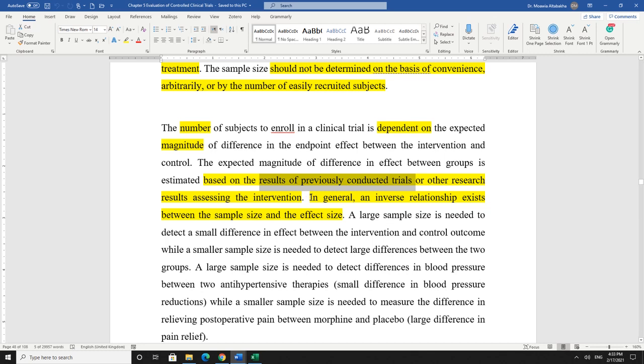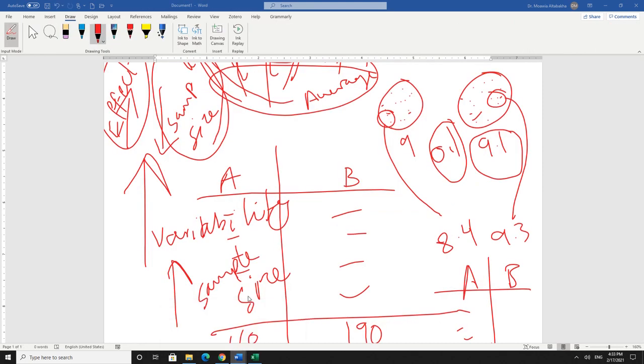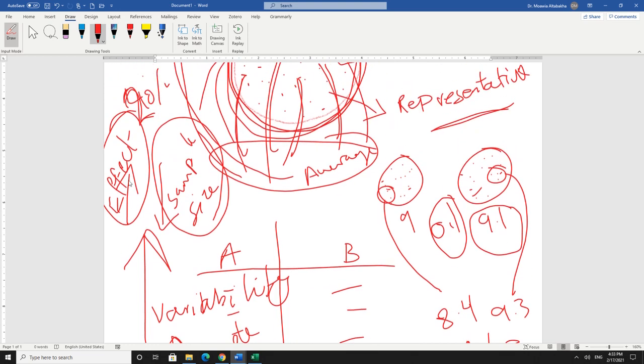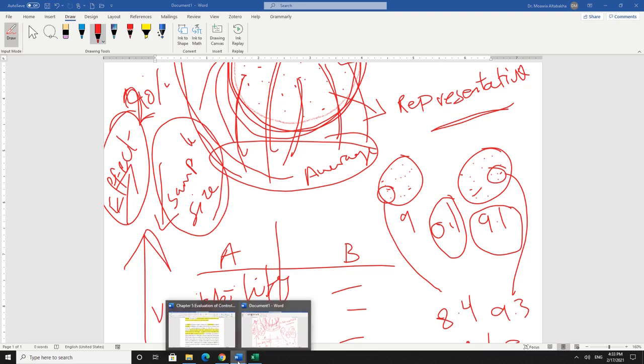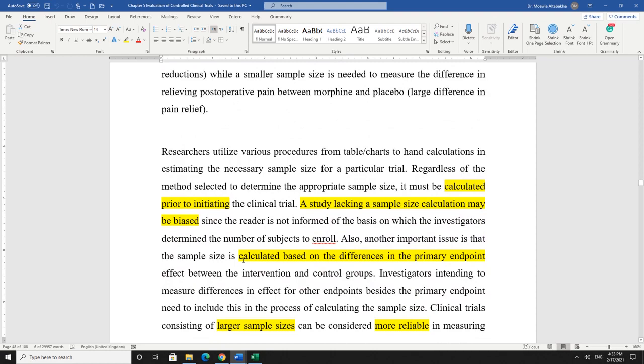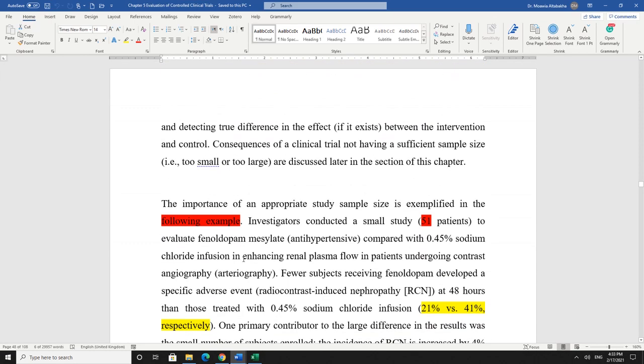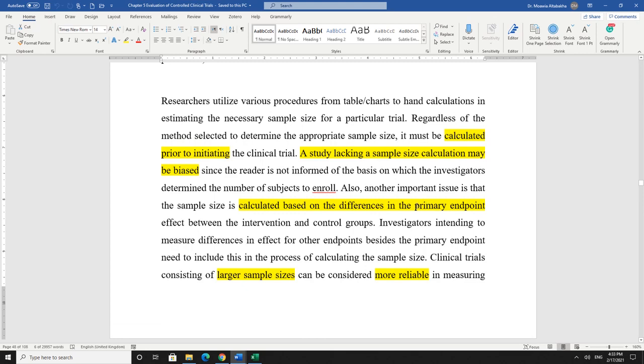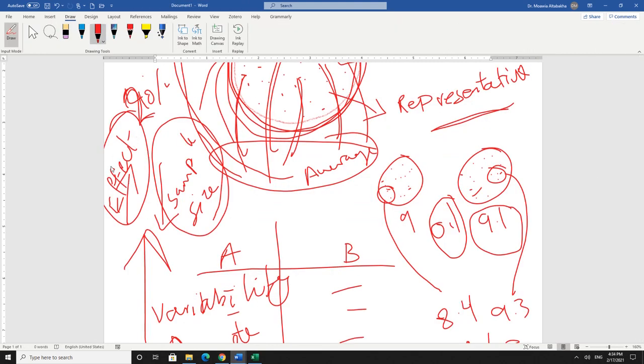And as I told you, in general, pay attention, this is very important, an inverse relationship exists between the sample size and the effect size, as I told you here. Look, the higher the effect, the smaller the sample. So there is an inverse relationship. And the sample size, as I told you when we talked about the effect.